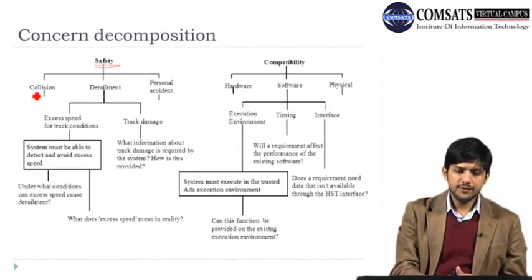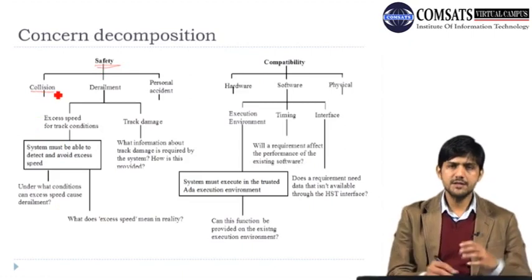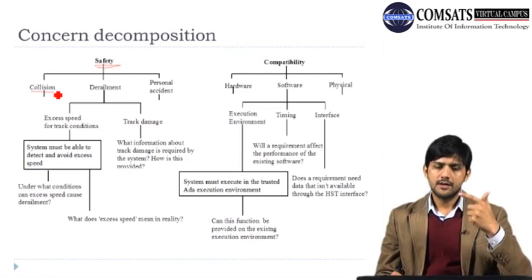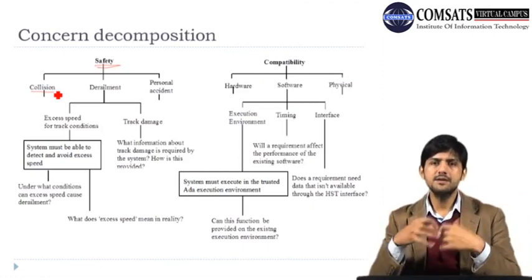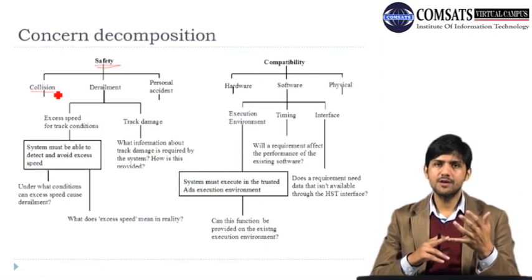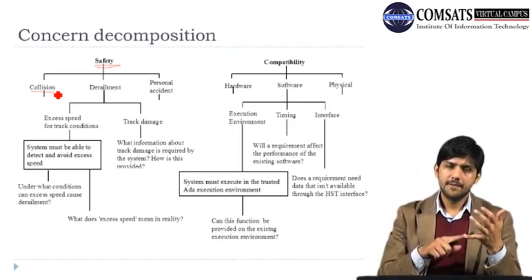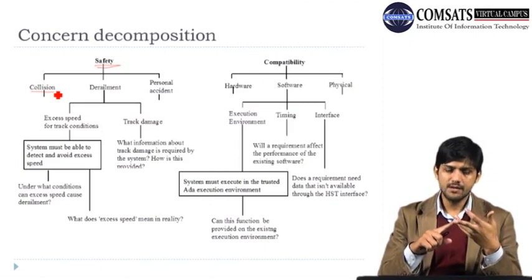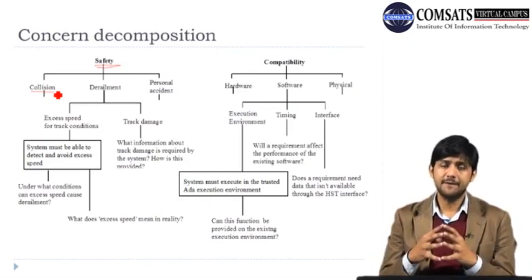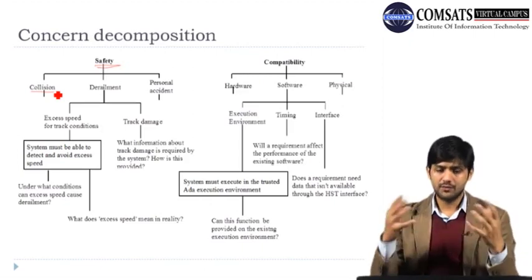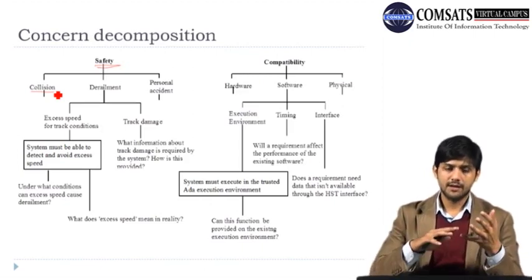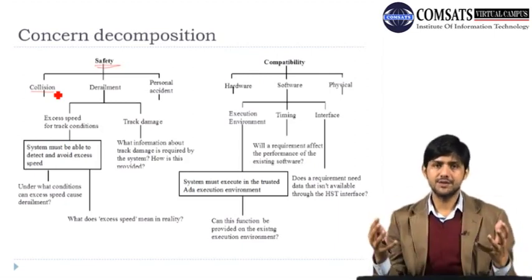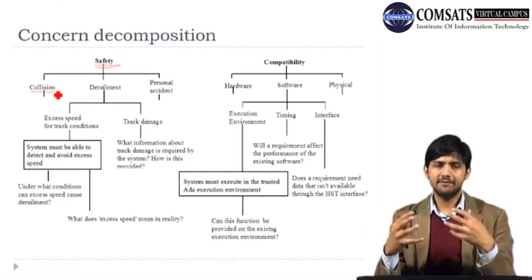First one is related to collision. This is specifically for that particular train protection system. So related to that bigger concern, safety, there were three sub-concerns. One was collision, the other was derailment, and the third one was personal accident. God forbid, there can be three kinds of incidents that can happen with a train on the track: a collision, derailment, and a personal accident. Now these are the things which nobody wants, so people have concern about them.